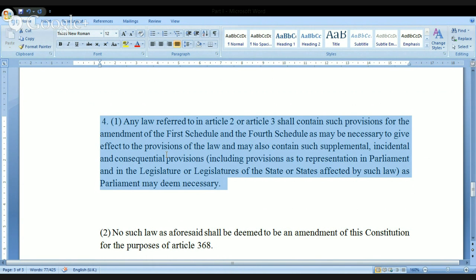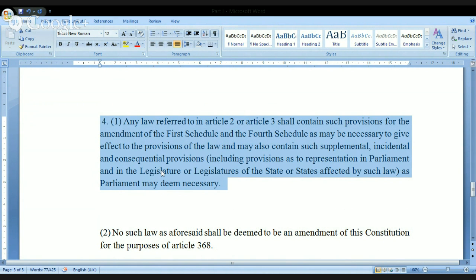Obviously, what will happen? You will also have the representation in the Parliament and also in the state legislatures. Accordingly, the Parliament can also change the number from time to time. That is what is mentioned under Article number 4. Meaning, in the simplest terms, if I do something under Article number 2 or Article number 3, we are going to amend Schedule 1 and Schedule 4.